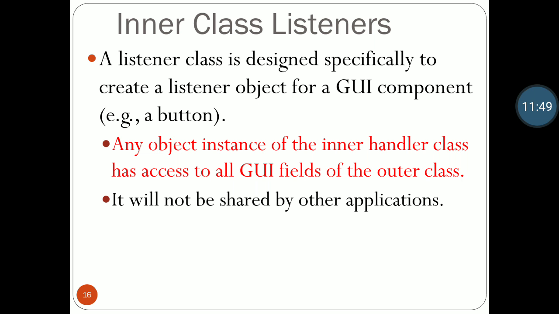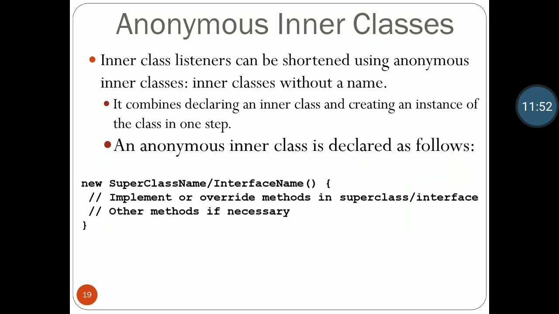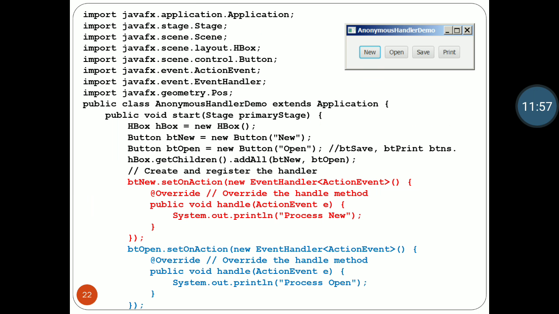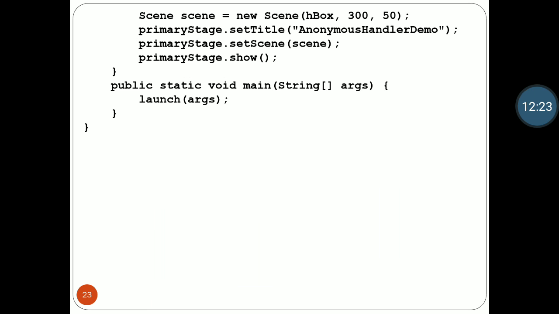Inner class listener, we have already studied in previous lectures. Our next application has four buttons: new, open, save and print. If we click the new button, it will print new. If we click on the open button, it will print open. If we click on the save button, it will print save, and if we click on the print button, it will print print. So this is the example code of that program.